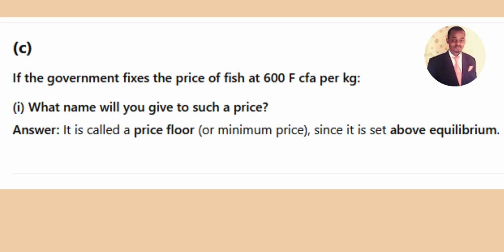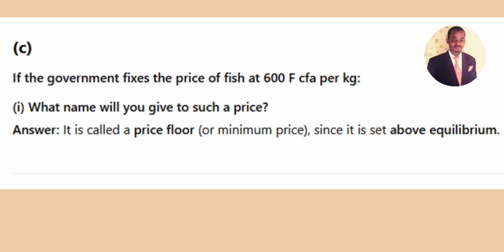Now, when we look at the C part of this question, it says that if the government fixes the price of fish at 600 francs per kilogram, what name will you give to such a price? So if the price of fish is being put at 600 francs per kilogram, they're asking us what type of name we can give to such a price.